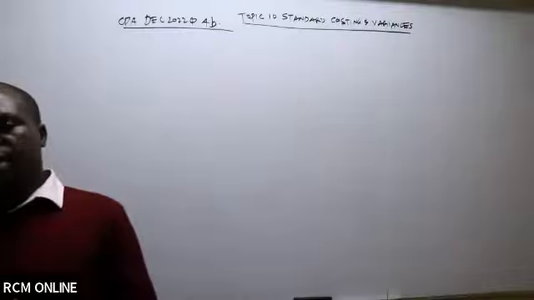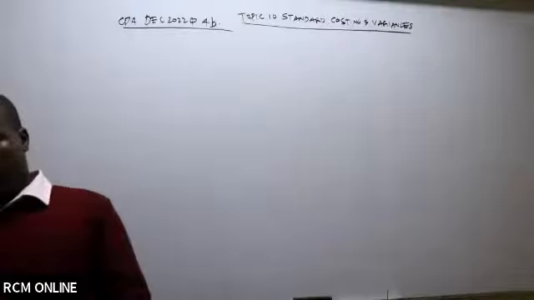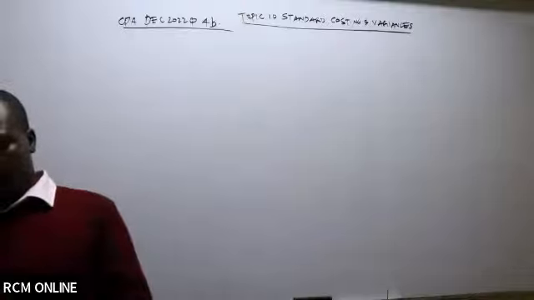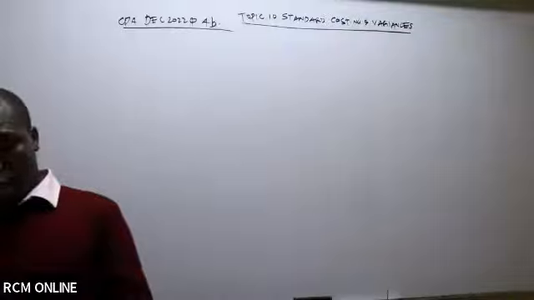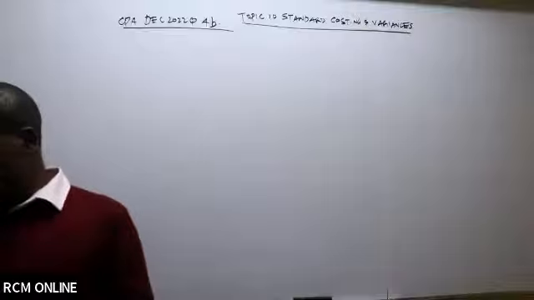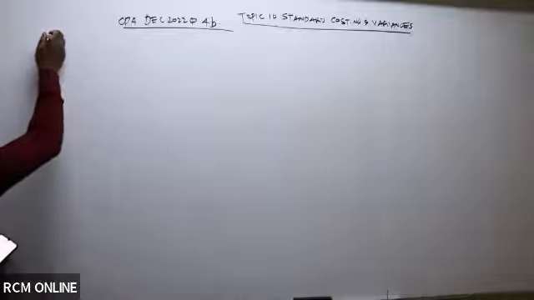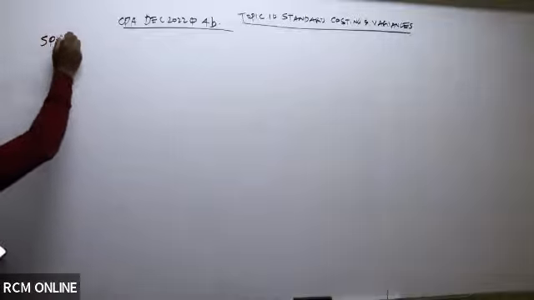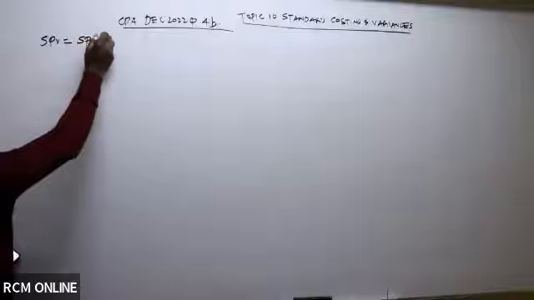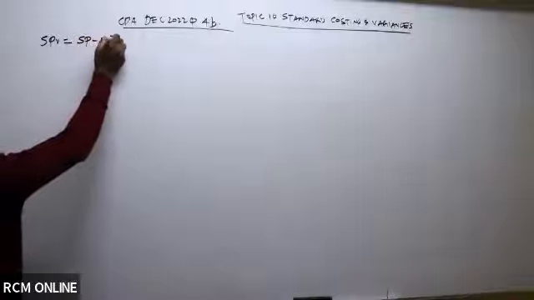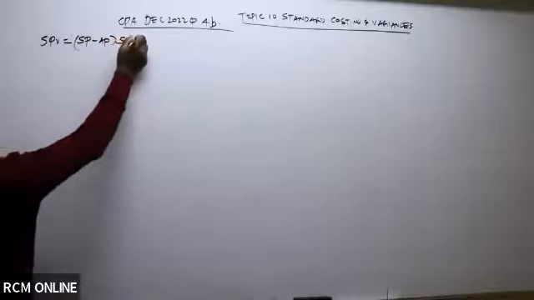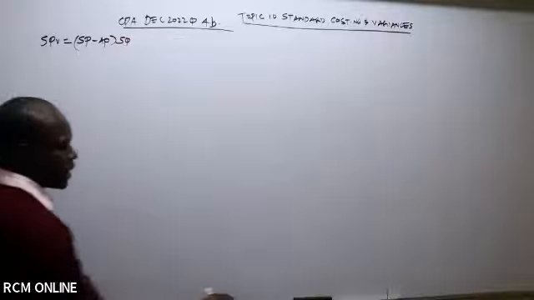So you can even look at, do we have selling price given in the first part? Yes, we are given selling price. So we can start with the selling price variance. Selling price variance is equal to standard price minus actual price multiplied by standard quantity actual quantity.